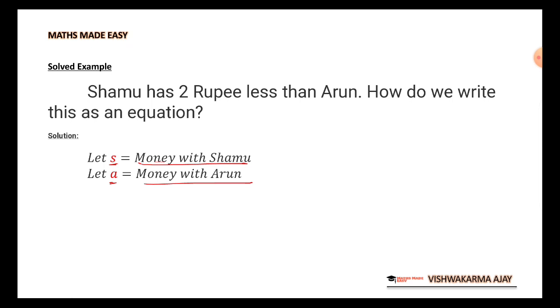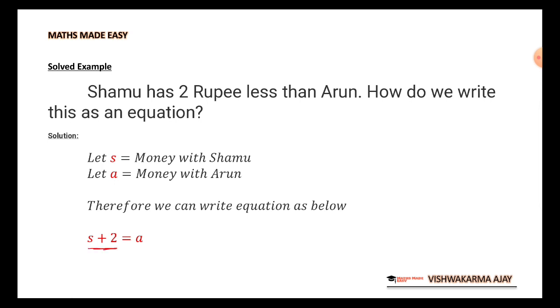Okay, now what is the condition? Shamu has 2 rupees less than Arun. So what will you do? You will give 2 rupees to Shamu to balance, to make it equal to Arun, so that LHS is equal to RHS. So the equation is self-explanatory. After reading this, you got the click. Shamu needs 2 rupees to equate with Arun. So our equation is like this: S plus 2 is equal to A. I hope this is even simpler than the earlier one. So let's move on to the next one.